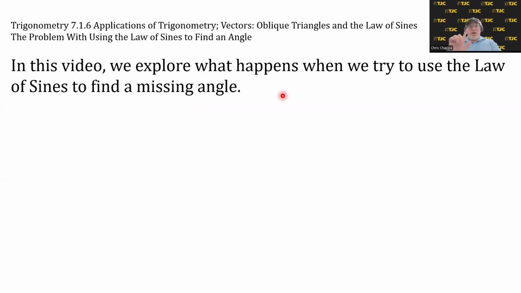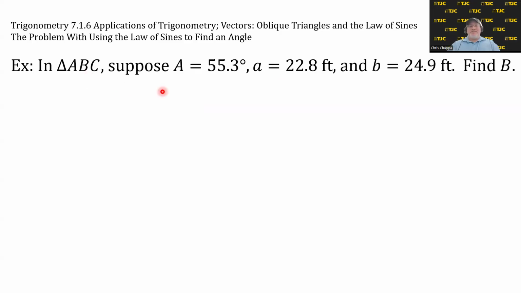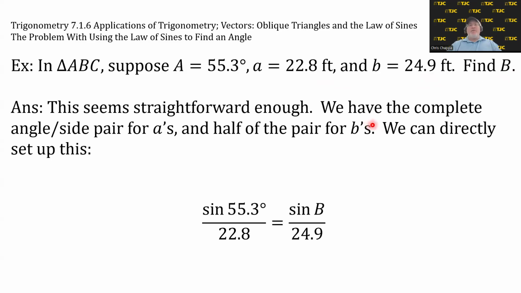But what happens if you're only given one angle and two sides and you want to find a missing angle? For example, in triangle ABC, no picture provided, suppose angle A is 55.3 degrees, side a is 22.8 feet, and side b is 24.9 feet. Find angle B. Well, this seems straightforward enough. We have the complete angle-side pair for the A's. We know both side a and angle A, and half of the pair for the B's. So we can directly set up the following law of sines. Sine of A over a, sine of 55.3 degrees over 22.8 equals sine of B over b, or sine of B over 24.9.